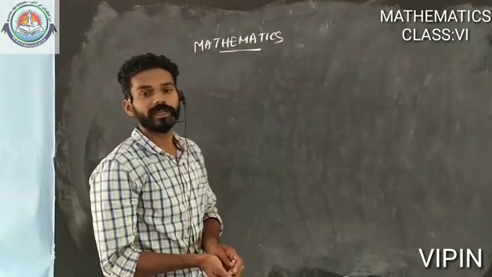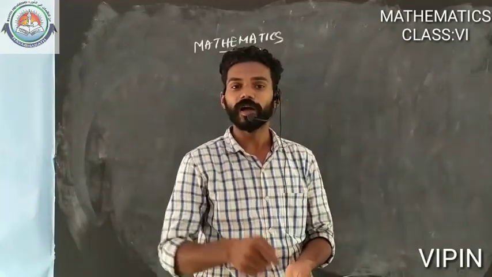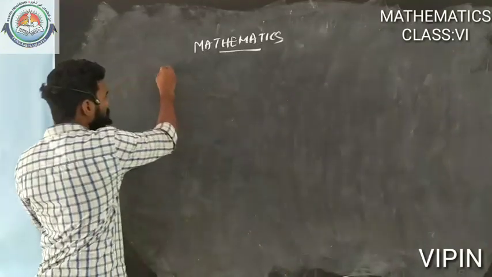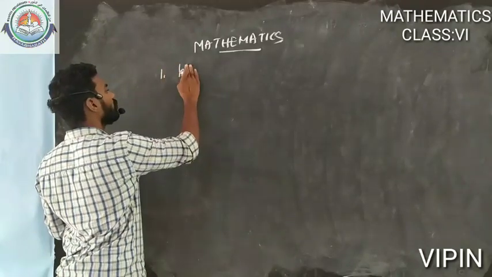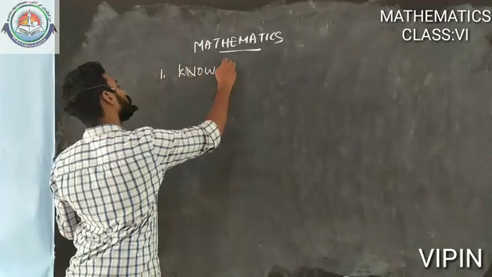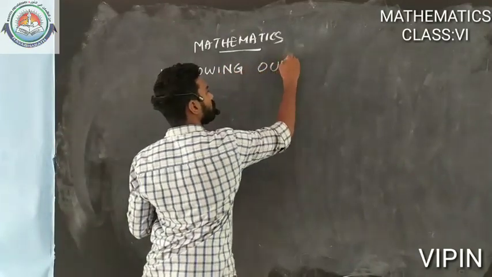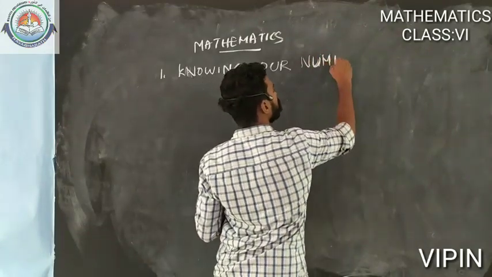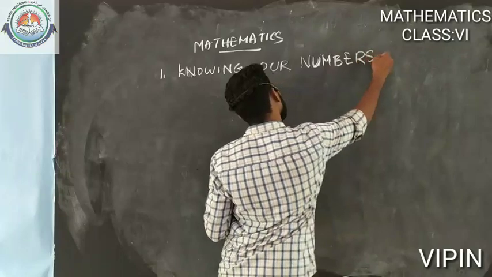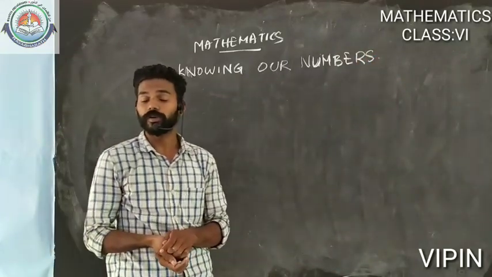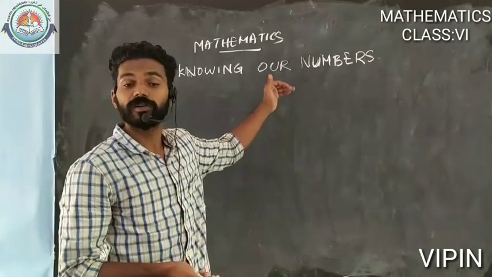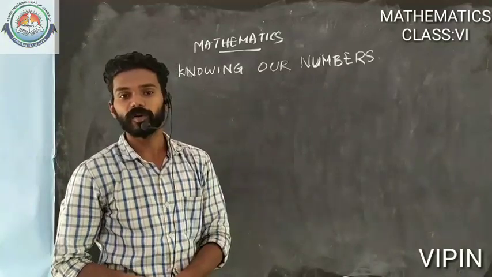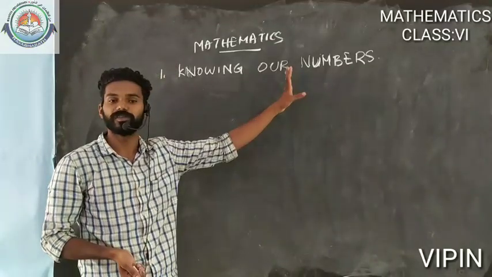So do you have an idea about which are the chapters that you have in the 6th standard? Your first chapter is knowing our numbers. You already have an idea about numbers or the number system. So in this chapter we would be having a little more information about the numbers.